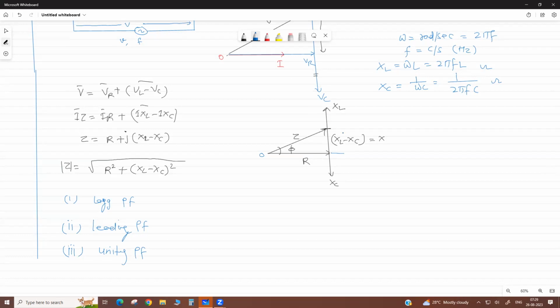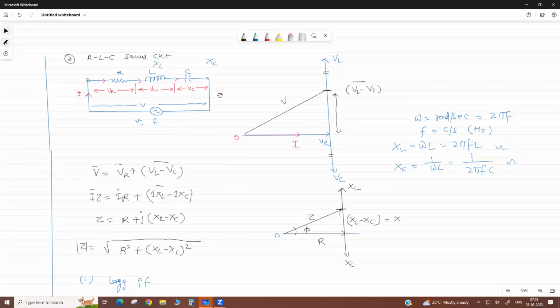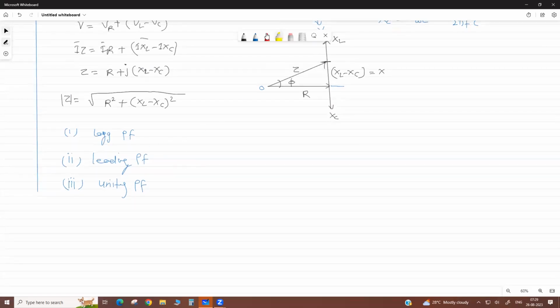So their values change, XL and XC. So your circuit behavior is also changed. It means at higher frequencies, this is at higher frequency. This is at low frequency, because at low frequency your inductive reactance is low, but capacitive reactance is high. Low frequencies is where we operate now.